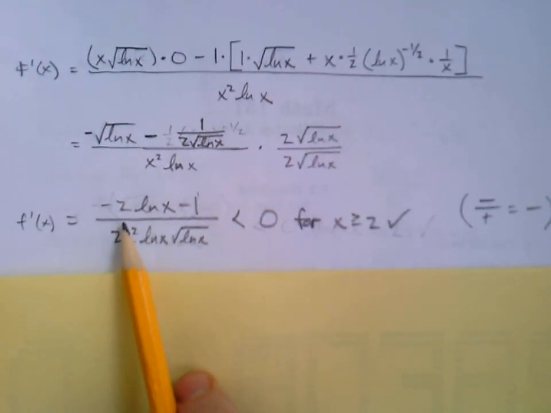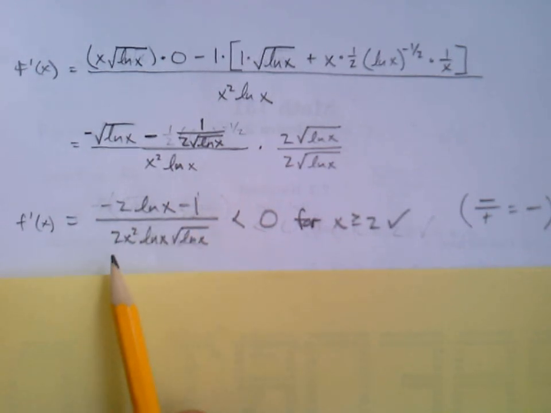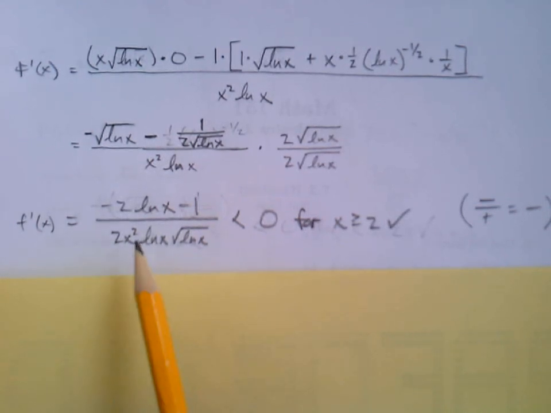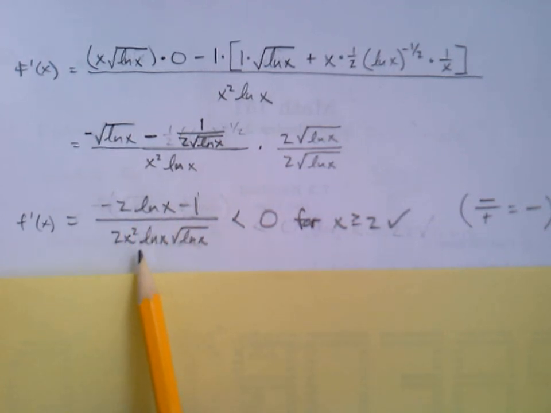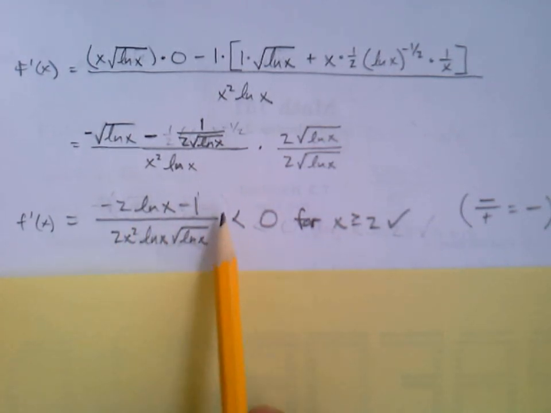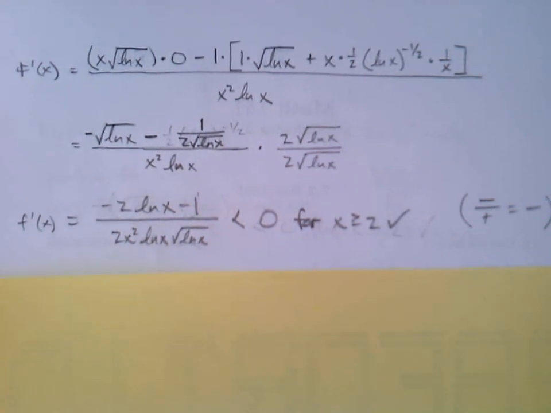So what I got, -2 natural log x minus 1 over 2x squared natural log x square root natural log x. Okay, so at that point, and you can see the rest of my work here, but I'll just speak to this. Once we have the derivative and we've got it as simplified as possible, how can we then show or convince anybody that that derivative really is negative, less than 0, for the values that we like?